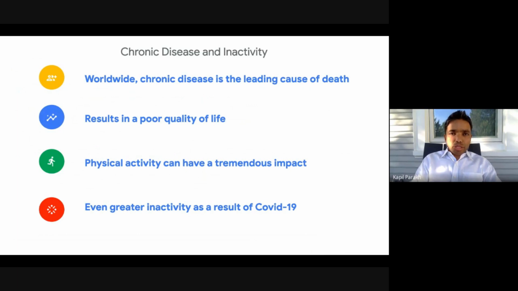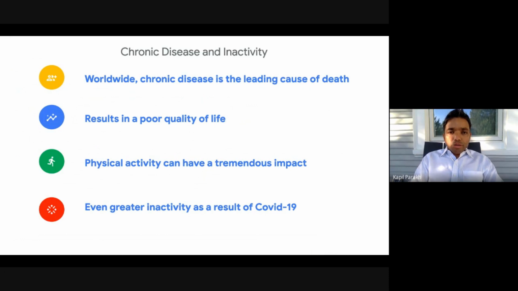Aside from the effect on mortality, the challenge with chronic disease is that it results in a poor quality of life. So you can imagine somebody who's had a stroke, they might not have died from their stroke, but the quality of life after that stroke is significantly reduced.